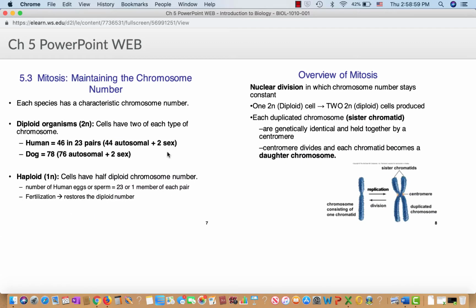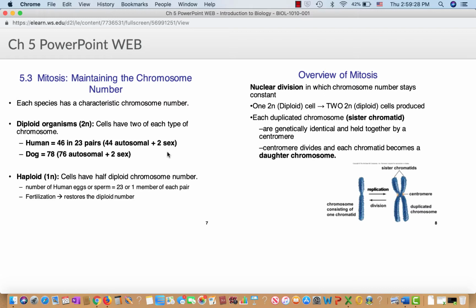So through mitosis, we have to maintain the number of chromosomes in each cell. Each species has its own characteristic number of chromosomes. So for humans, it's 46. You've got 23 pairs, 46 chromosomes in 23 pairs. 44 are autosomal, 2 are sex chromosomes. For dogs, it's 76. And there are some plants, like certain wheats and things, that have hundreds of chromosomes because they seem to tolerate duplicating them better than we do.